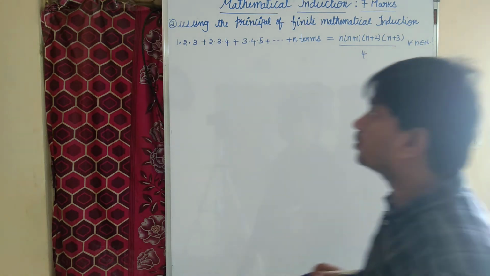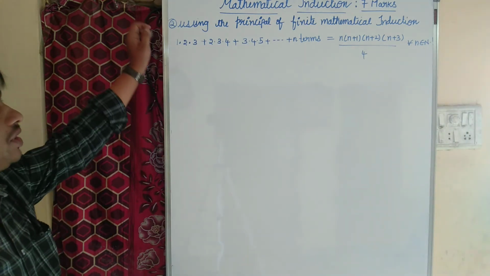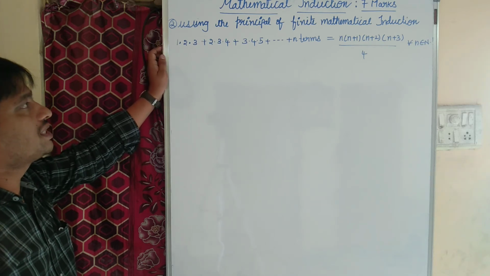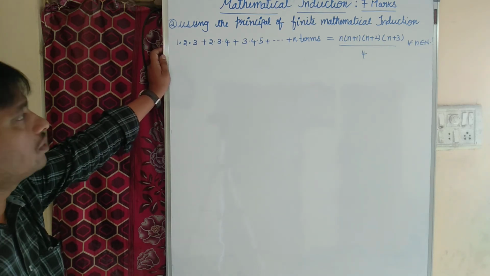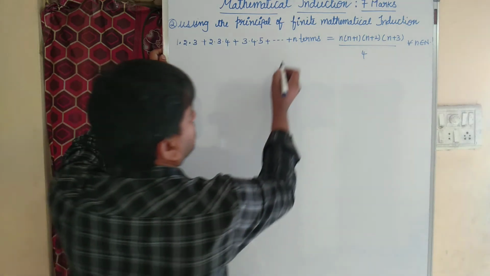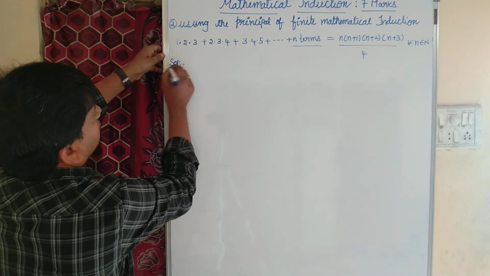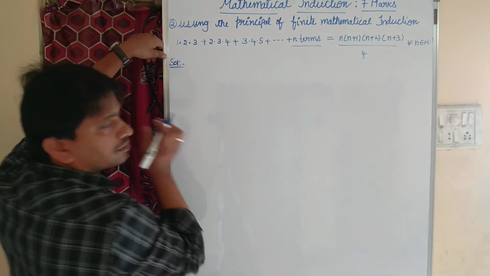Now coming to the second question: using the principle of mathematical induction, prove that 1 into 2 into 3 plus 2 into 3 into 4 plus 3 into 4 into 5 and so on, up to n terms. What we need to do, first of all, is find the nth term.